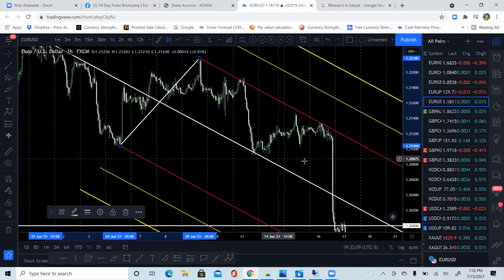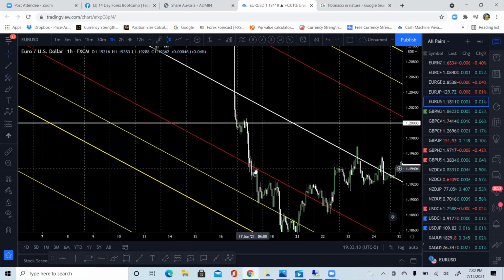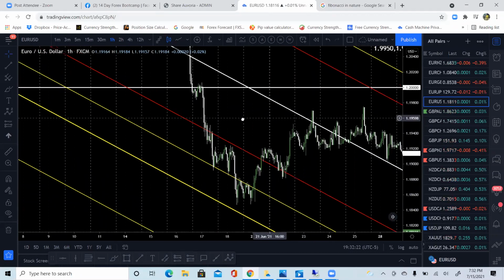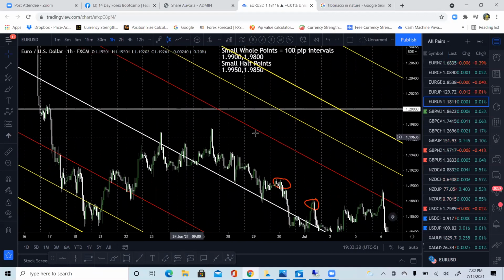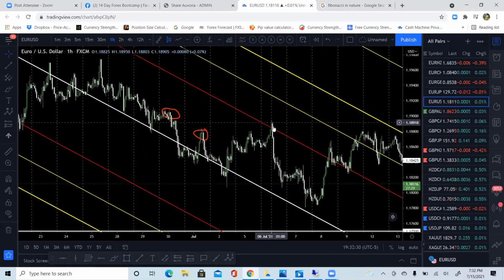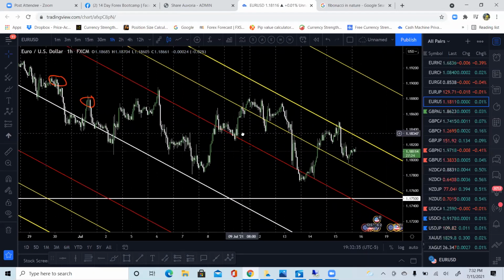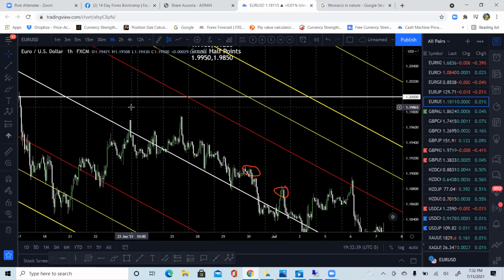You see you have a perfect touch there. You have a perfect break and retest here. Touches there, breaks and retest there. Perfect break and retest there. See all these touches in the market off of these pitchfork areas. So when you draw it right, it'll continue to be a viable source of support and resistance.